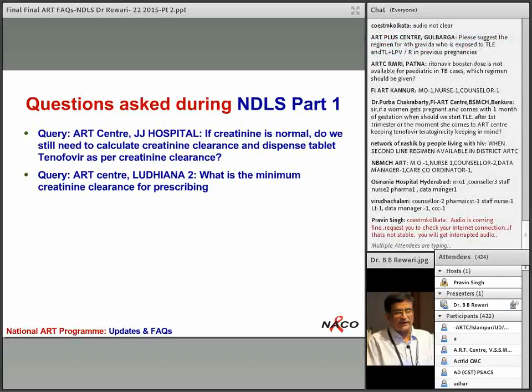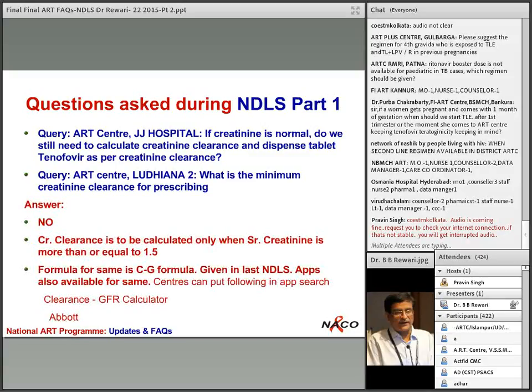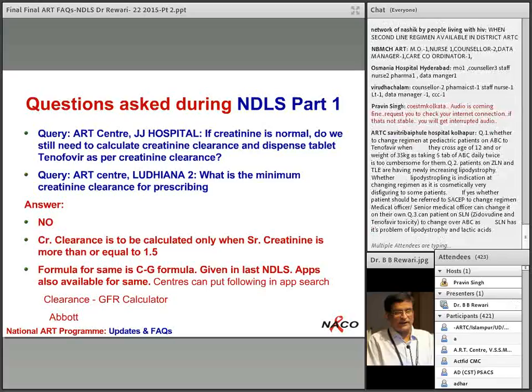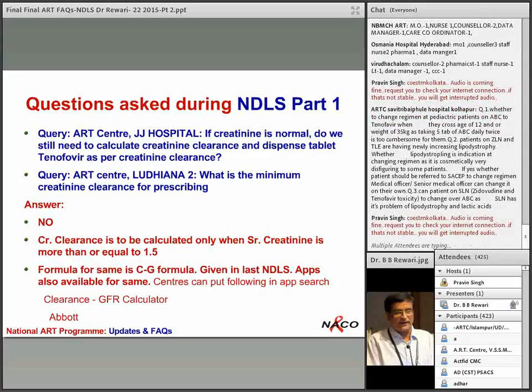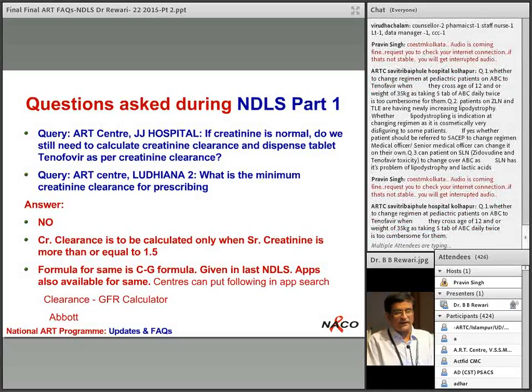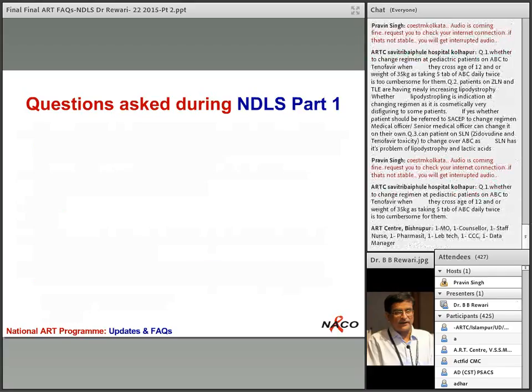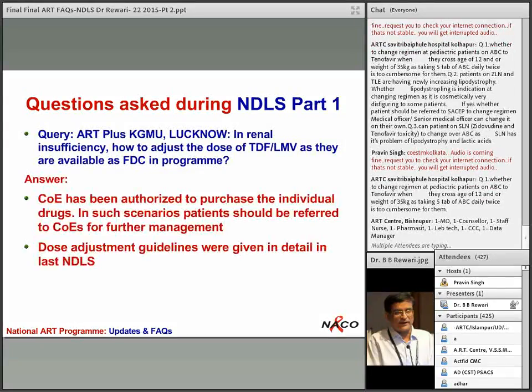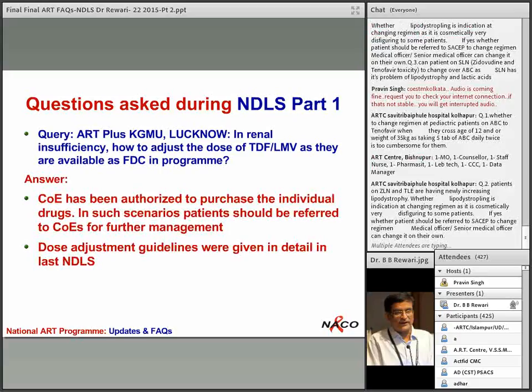If creatinine is normal, do we still need to calculate creatinine clearance? And what is the minimum creatinine clearance? No, creatinine clearance is not required to be calculated in every case. It is only to be calculated when serum creatinine is more than or equal to 1.5. Formula I have just given you, CG formula, and now there is an app available, and ITAC has shared this app that centers can put in any smartphone. In your app store search creatinine, GFR calculator and Abbott, then you will get basically the creatinine clearance. Again, how to adjust the dose, I think this has been very clearly given already and reiterated today.